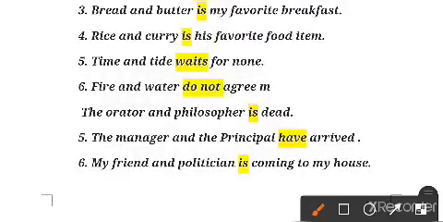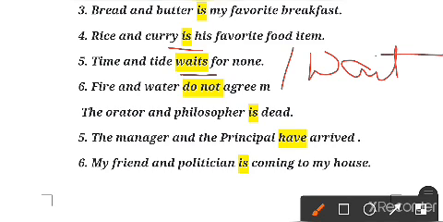In the same way, rice and curry is his favorite food item, because there is no other subject. Rice and curry is giving the same sense. Fifth says, time and tide waits for none. In current English it sometimes comes in plural form, then it would be wait, but generally this form is accepted. Time and tide waits for none. Time never waits for anybody, so we should go according to the time.